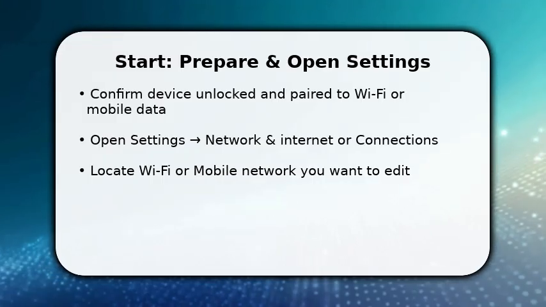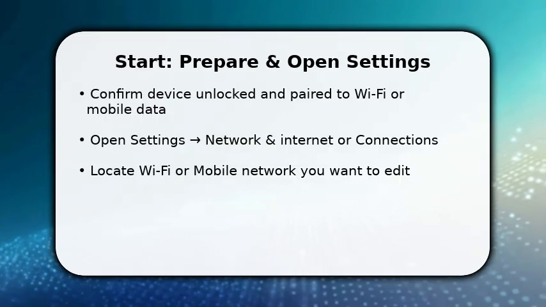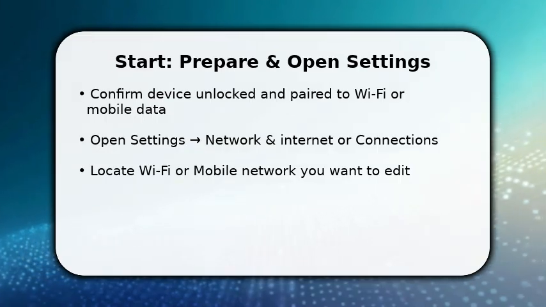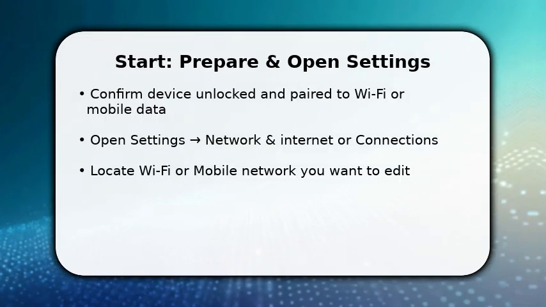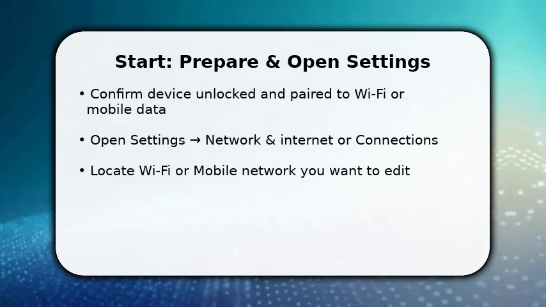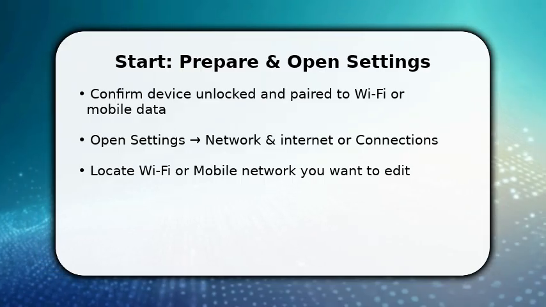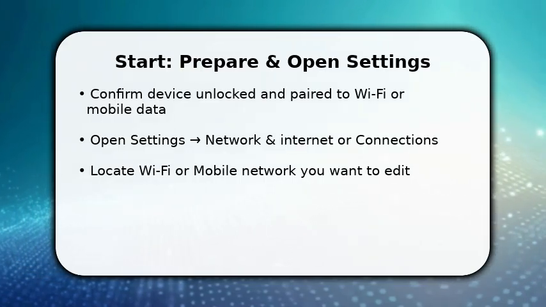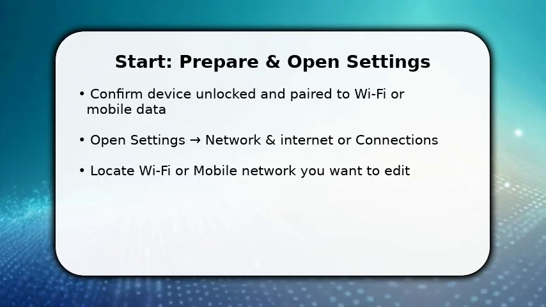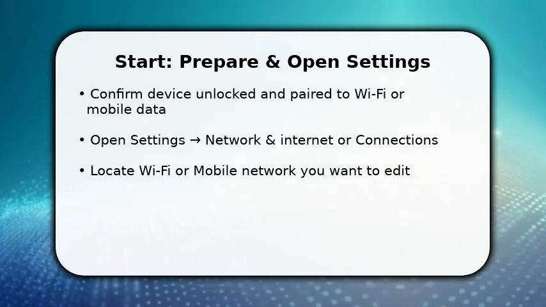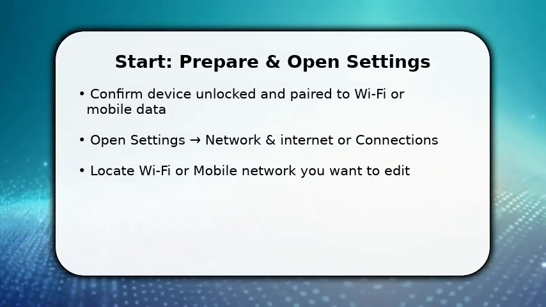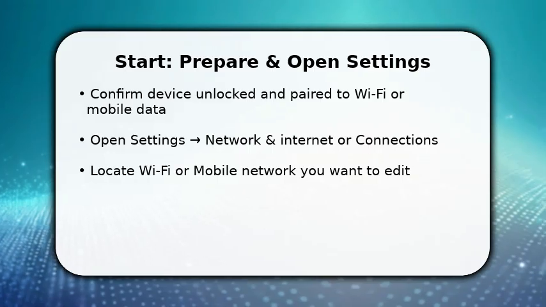You start by verifying you have control of the device and an active connection. This avoids accidental lockouts. Once ready, open Settings and tap Network and Internet or Connections depending on your phone. Next, choose the specific Wi-Fi network or mobile network entry you plan to change. Make sure you're selecting the correct network. This is the first actionable step toward removing a DNS server.